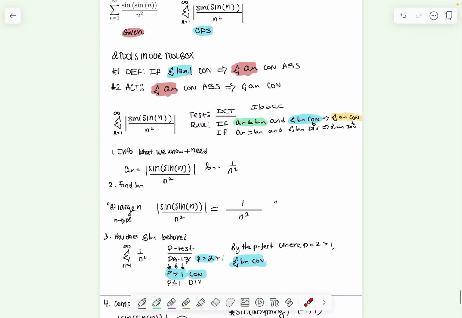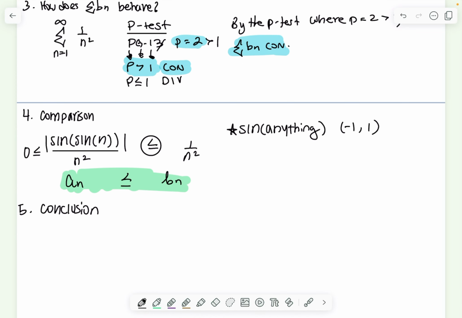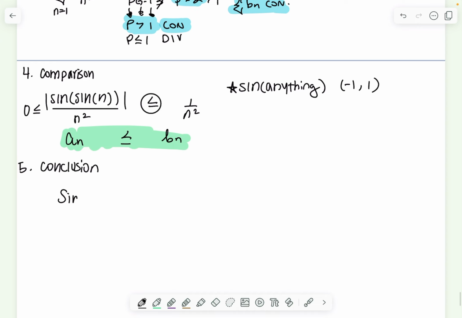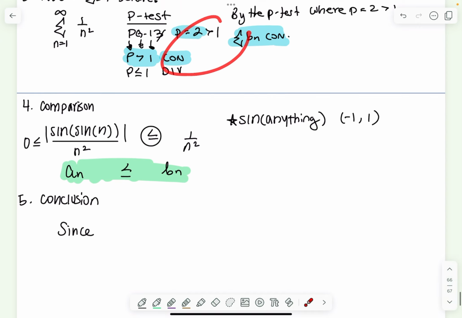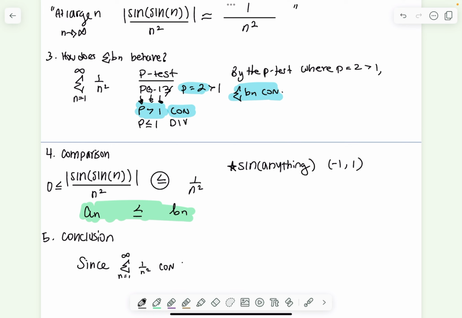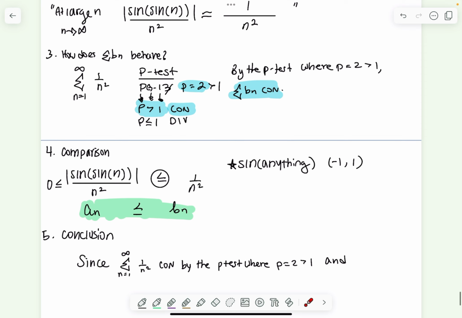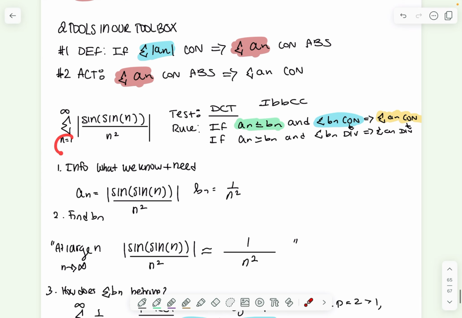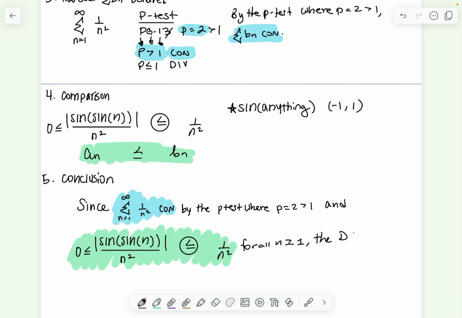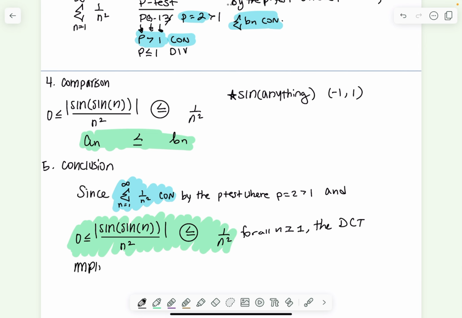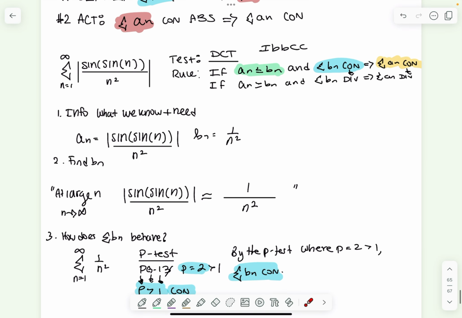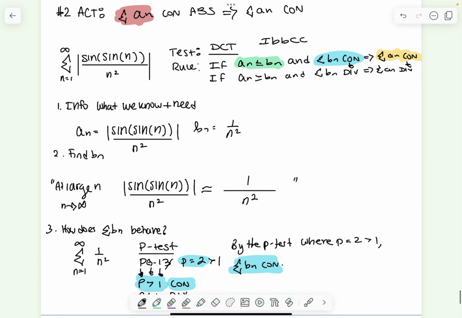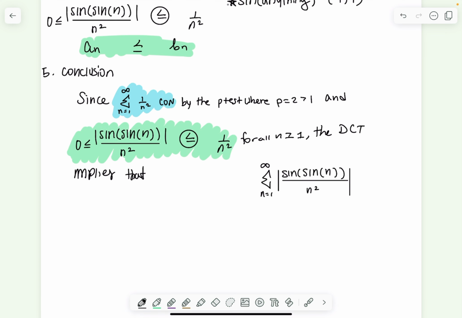Which brings us to our last step, which is C again, but for conclusion, where we wrap everything in a nice sentence. So we start with since, and then I go in the order of my work, so blue and then green. The series B of n converges by the p-test, where p is equal to 2, which is greater than 1. And then my green part, I literally just copy this. And I say for all n is greater than or equal to whatever number is in the original problem, so that's 1. The direct comparison test implies that this series, this is where it's different, this series, the corresponding positive series converges. I'm going to write it down so you can see it.